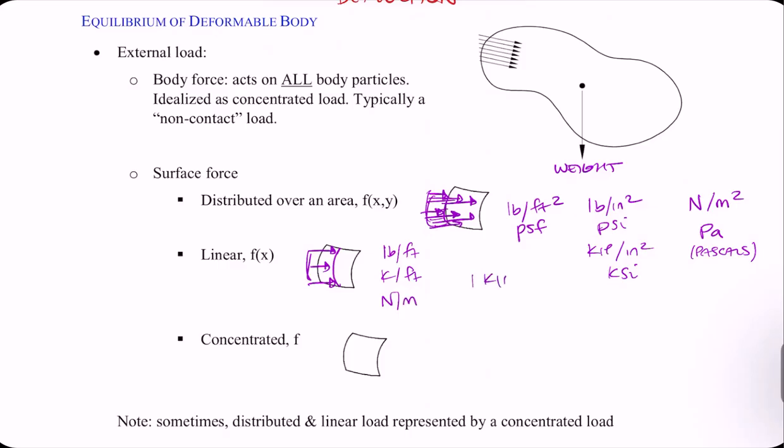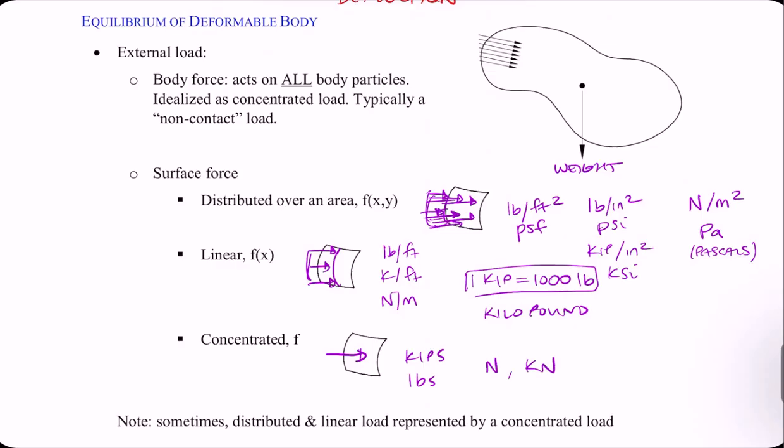Reminder, 1 kip is equal to 1,000 pounds. So it's just a conversion to, right, kip stands for kilo pound, a weird amalgamation of our metric and imperial units. So we could also have a concentrated force, and that would show up as kips, pounds, or newtons, or kilonewtons. So those are the units we're going to run into.